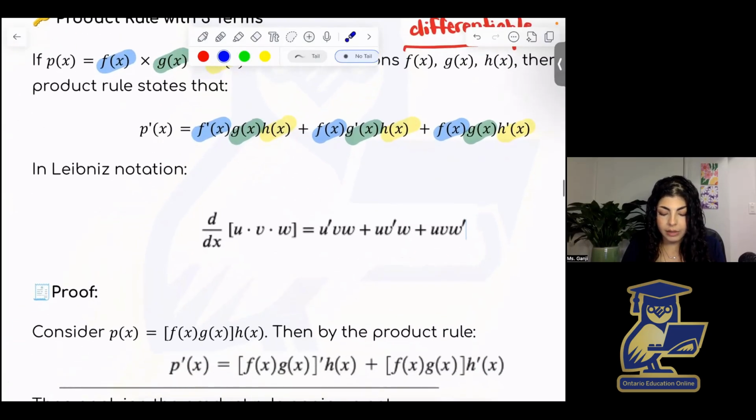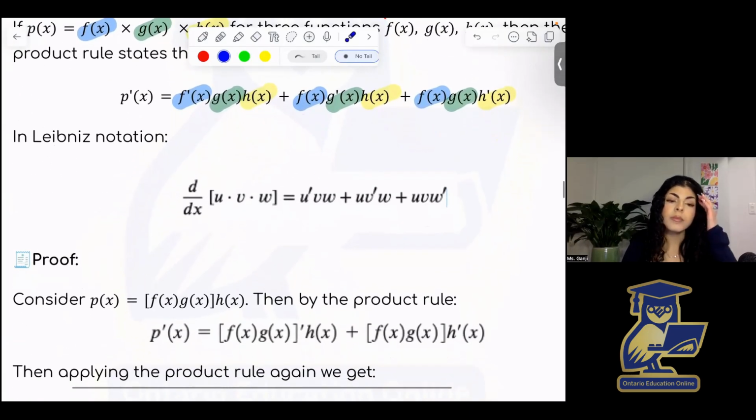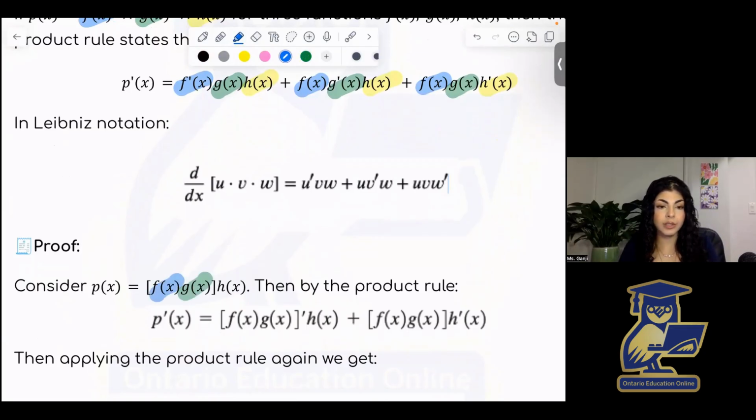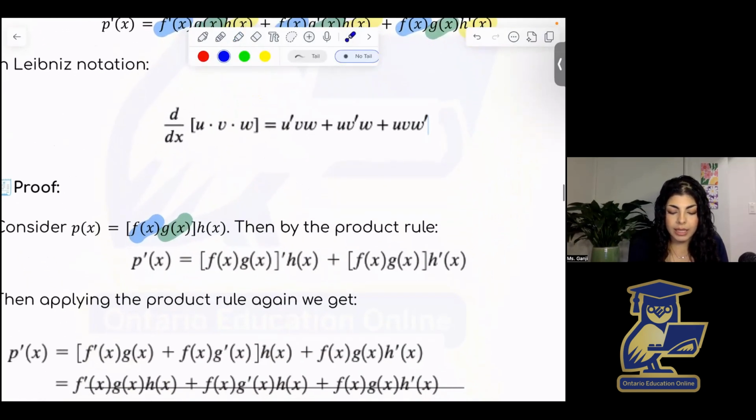Now, the proof of this actually comes from the product rule itself. So we're going to group this so that the first 2 terms are together. So we have f of x and g of x. This is one function itself. And you're multiplying this by h of x. So the product rule tells us that the derivative of p of x is going to be the derivative of this bracket here times h of x plus that bracket itself times the derivative of h of x.